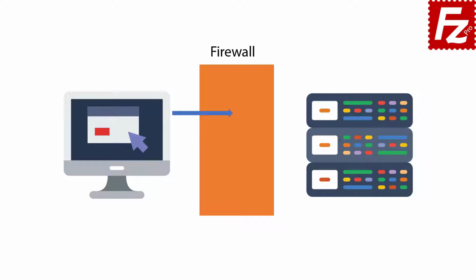In situations where the client cannot accept connections, like when blocked by a firewall, the passive mode has to be used. In the passive mode, the client uses the control connection to request an IP address and port, which are used by the client to open the data connection. FileZilla and FileZilla Pro support both active and passive FTP modes, passive mode being the default.